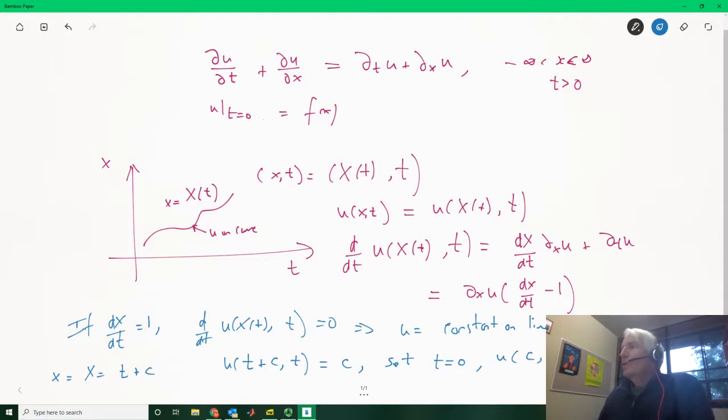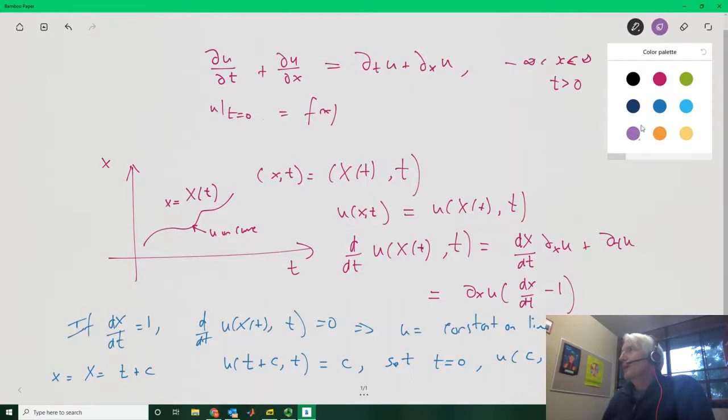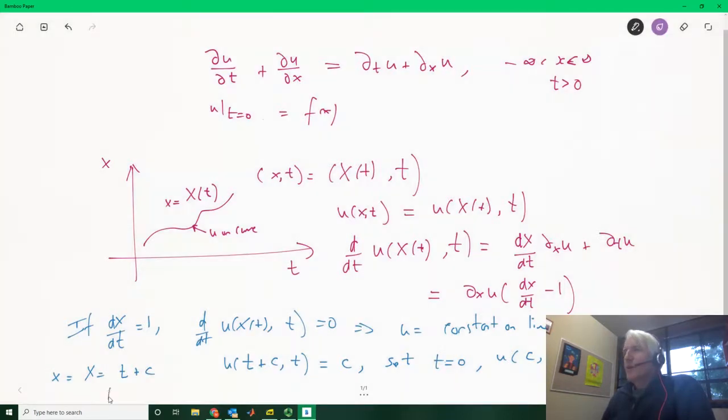So we're all good to go. The only problem is we've got to solve for c. It's the final stage of this process. I'll go for another colour, purple. So now we solve for c. Now c is equal to x minus t. So we get u of t plus c, which is x, comma t, equals f of c, which equals f of x minus t. And that is the solution to that equation, right?